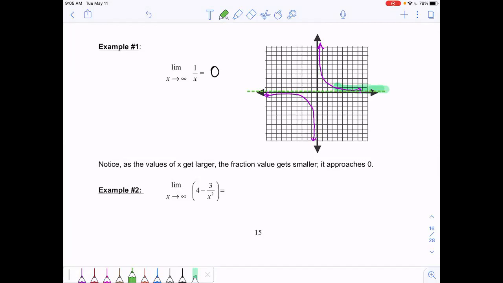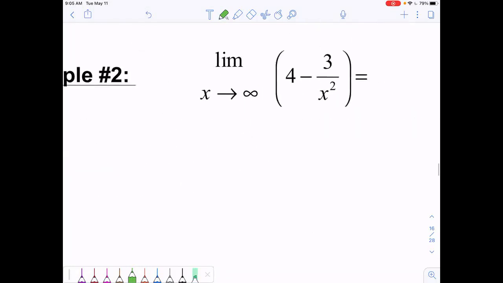Underneath in example 2, we have the limit as x approaches infinity of 4 minus 3 over x squared. And instead of graphing this in the calculator, we're going to try and apply some properties of limits. I want you to think about this as really being 2 separate functions. This is the function 4 subtracted from the function 3 over x squared. And we have some operations with limits that say you are allowed to separate this and look at just the limit as x approaches infinity of the first function.